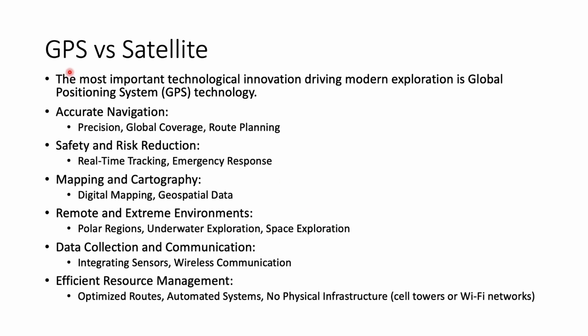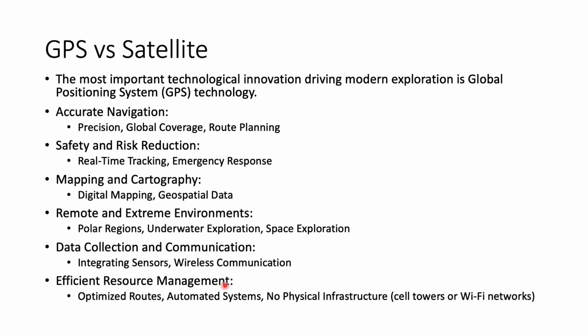So how does GPS help? Basically it doesn't require any physical infrastructure, unlike a mobile phone where we need a cell tower or Wi-Fi network to have connectivity. GPS is directly connected to the satellite, so that's the reason we do not need any physical infrastructure to use GPS. And this can be used for data collection and communication because we can integrate sensors on the GPS device and it can be connected to the satellite. So it can also be used for wireless communication, and GPS actually uses efficient resource management.